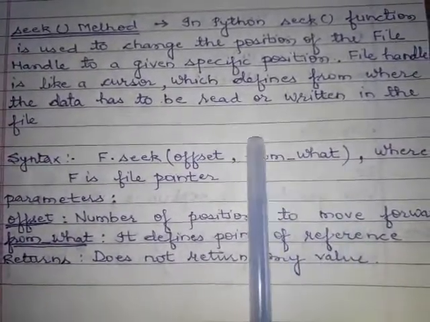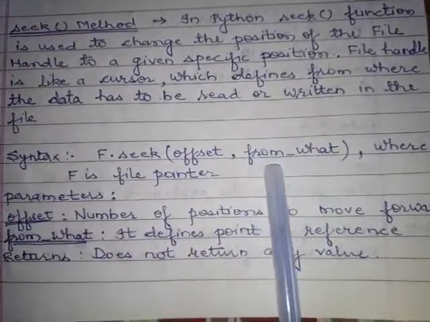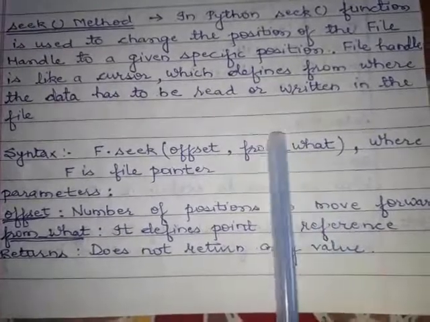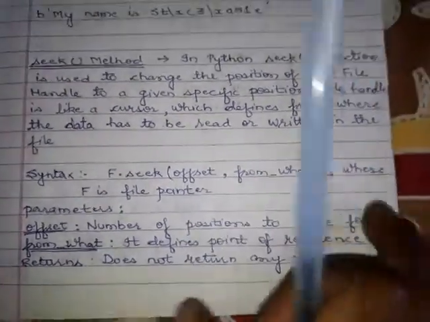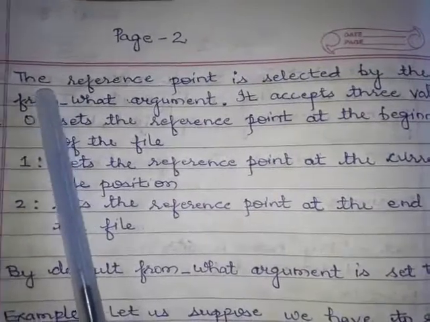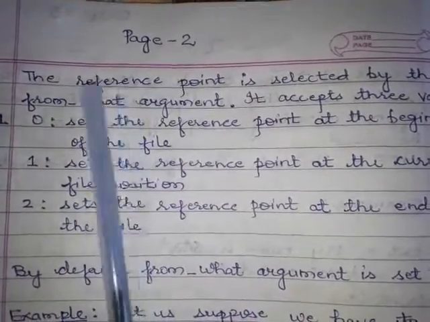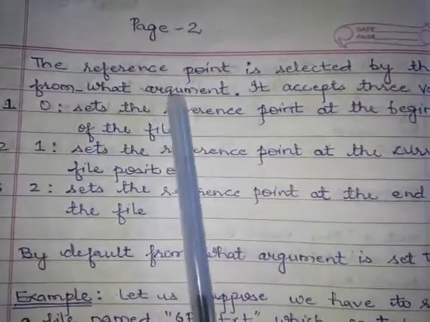It defines from where to move the file handler. So it has some different values which specify from where to move our file handler. Okay, let us see by giving some examples. The reference point means from what. The reference point is selected by the from what argument.